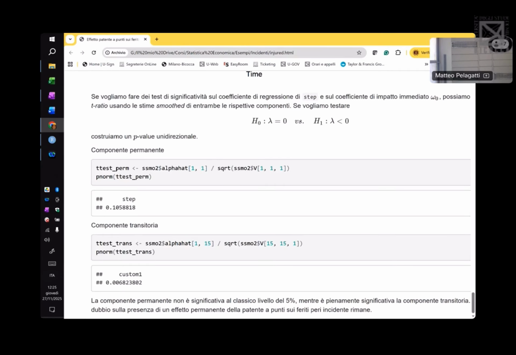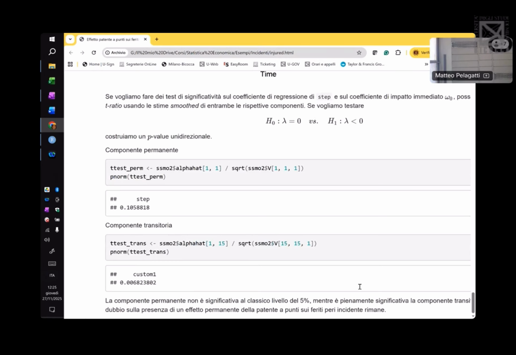There is no uncertainty about the omega, so the temporary effect. The temporary effect is certainly there. This permanent effect maybe is not there.